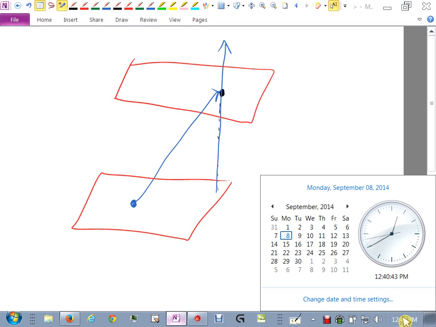So, look, first one, find the equation of a plane. For a plane, what do you need? Two vectors and a point. Or you could just say you need a point and a normal vector, right? Number 2, find the equation of a line. What do you need for the equation of a line? Point and direction vector, right?